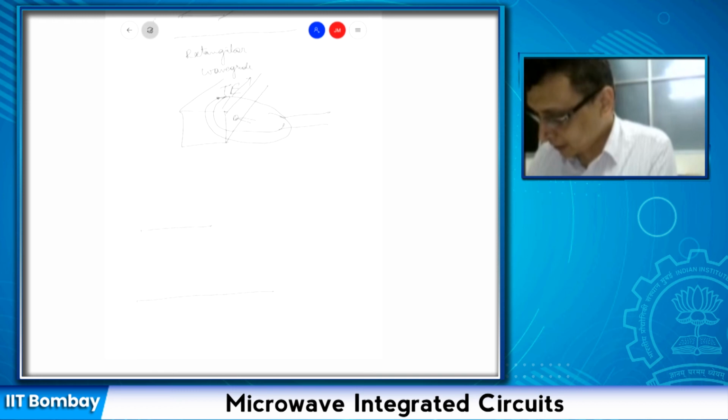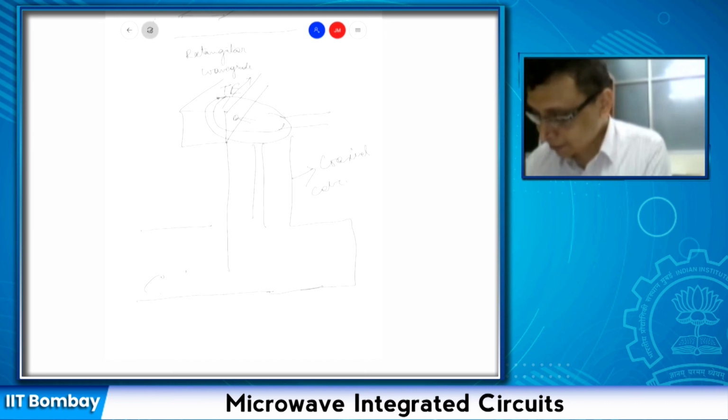Suppose you have a waveguide. This we will discuss later, but since you have raised this question, I will just show you how it is done. This is our waveguide, the side view of our waveguide, and this is our coaxial cable. Is it visible?